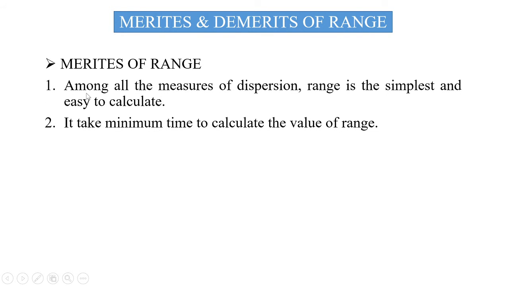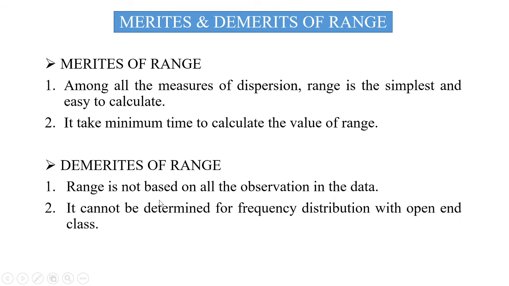Merits and demerits of range. Merit of range, number 1: among all the measures of dispersion, range is simplest and easy to calculate. Number 2: it takes minimum time to calculate the value of range. Demerit of range, number 1: range is not based on all the observations in the data. Number 2: it cannot be determined for frequency distribution with open-ended classes.